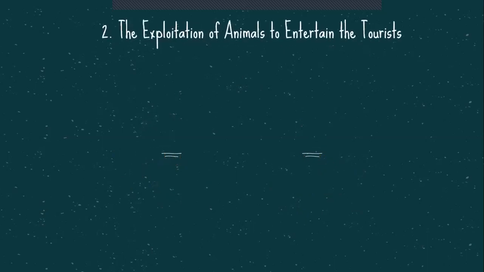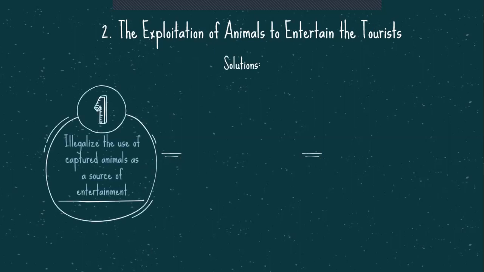Next up is the exploitation of animals to entertain the tourists. This activity might look like a lot of fun, however, animals go through a lot of suffering because the training of these wild animals is done in a cruel and brutal way. So the first step that can be taken to mitigate this issue is by illegalizing the use of captured animals as a source of entertainment.